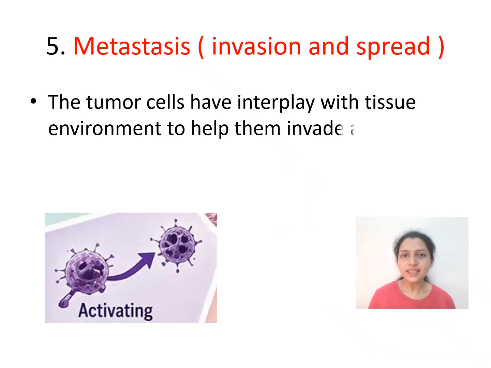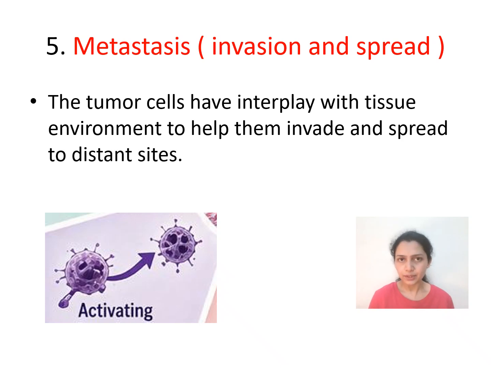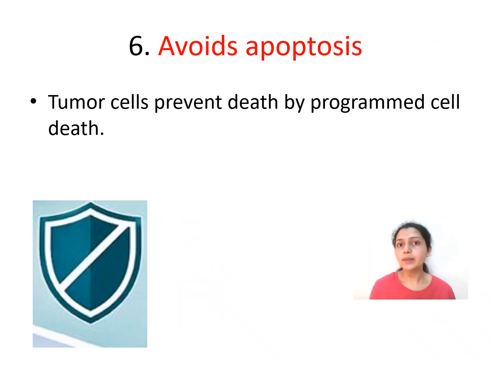Fifth is metastasis. So they have a constant interplay with the tissue environment, which helps them to invade and go to other distant sites faster. They have this property to avoid apoptosis. They will be able to evade the programmed cell death. That means they attain immortality.